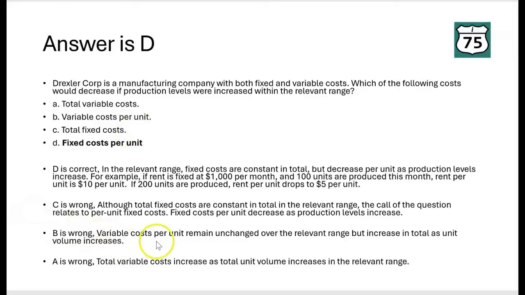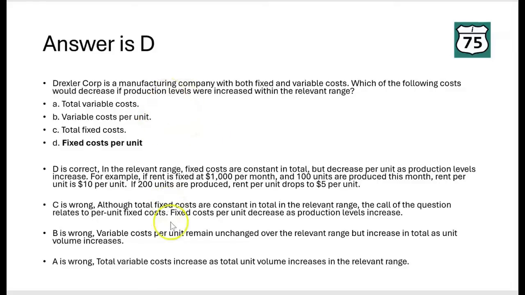And B is wrong. Variable costs per unit remain unchanged over the relevant range, but variable costs will increase in total as unit volume increases. Let's use direct materials as an example of variable cost per unit. And let's say we produce tables, and each table requires 4 legs of direct material. If each leg costs $20, then it's going to cost $80 of direct material to build each table. Variable cost per unit, no matter how many tables we make, is still going to be $80 for legs, $20 per leg times 4 legs. So variable cost per unit does not change.